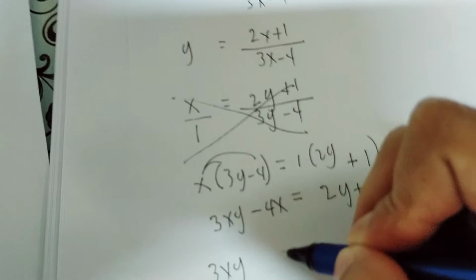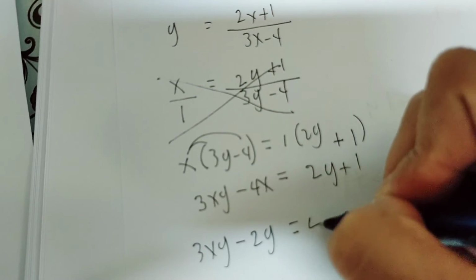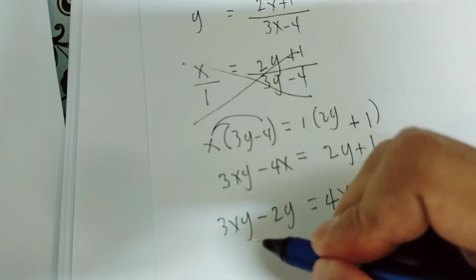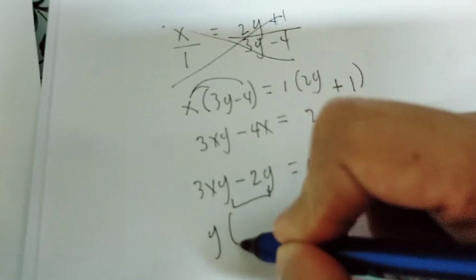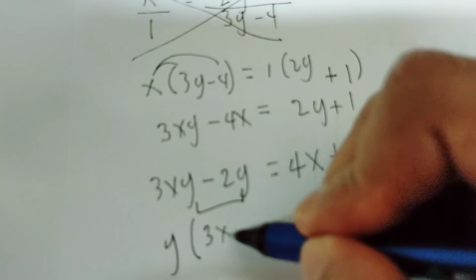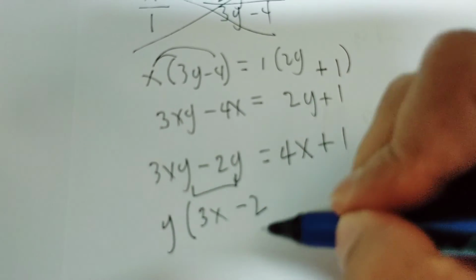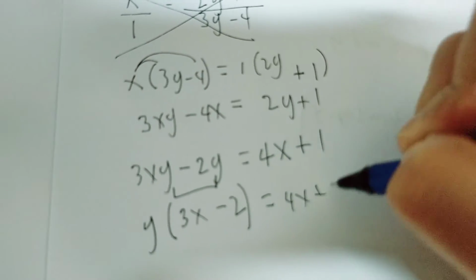3xy, ilipat itong 2y. This will become negative 2y. Then, negative 4x will become positive 4x. This is still positive 1. So, pareho silang may y. Ilabas natin. Let us factor it out. So, this will become 3x, this is 3xy, minus 2. Pag minultiply mo yan, negative 2y. Okay? Equals 4x plus 1.